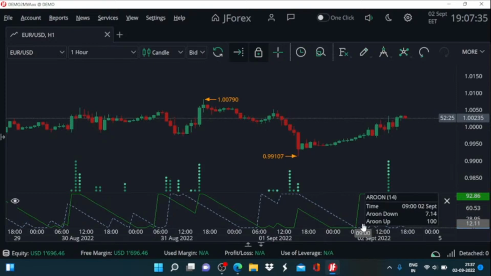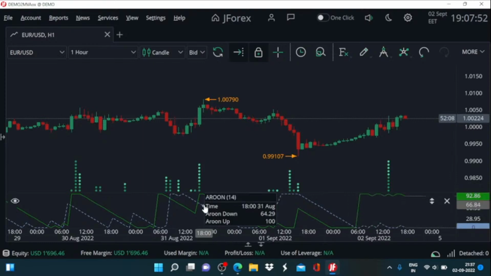We can even use it as a crossover. So whenever we have the Aroon up crossing above the Aroon down, that is considered as the trend shifting from bearish to bullish. And when we have the Aroon down shifting on the lower side of Aroon up, that is considered the trend changing gears from bullish to bearish.